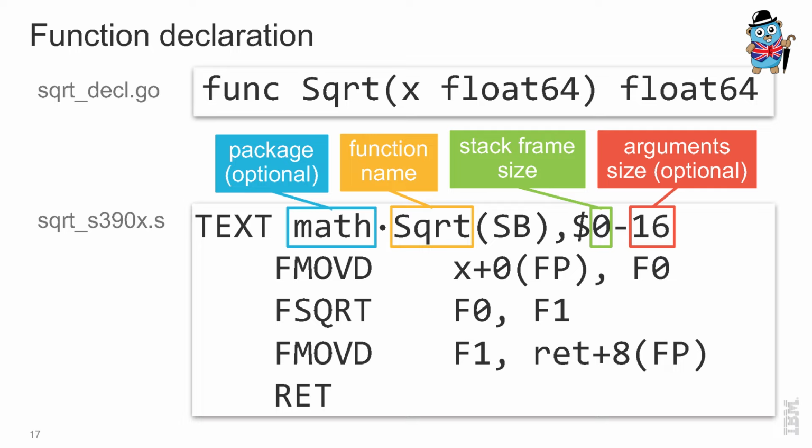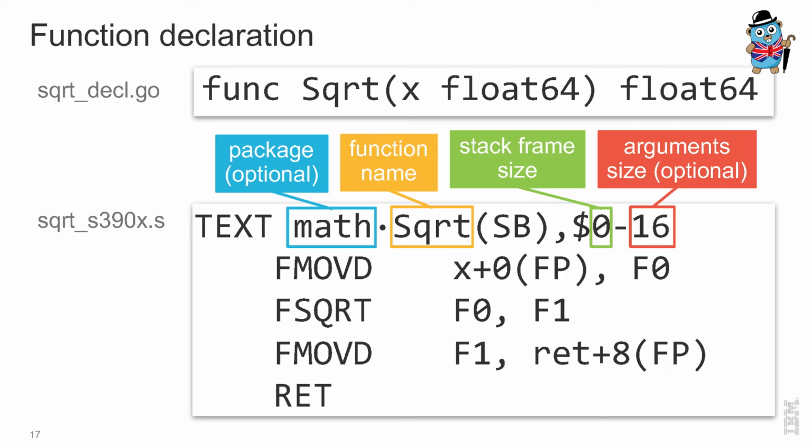Then you have the function name. Hope that's pretty obvious. All symbols in Go assembly are offset from the static base, which is like a fake register. I'll talk a bit more on fake registers in the next slide. But you can just think of SB as like it's a global symbol. That's kind of the way of thinking of it.